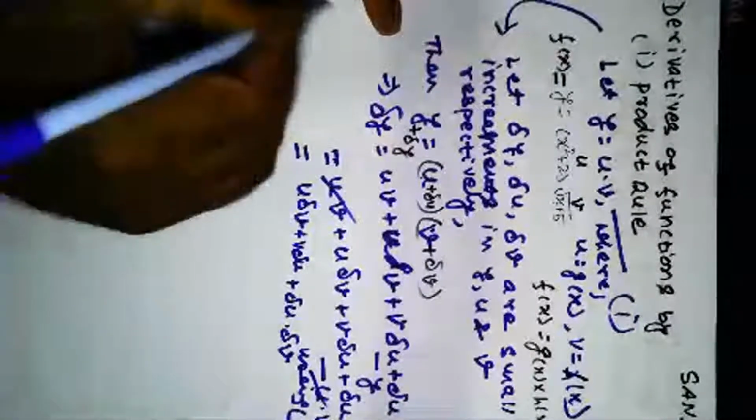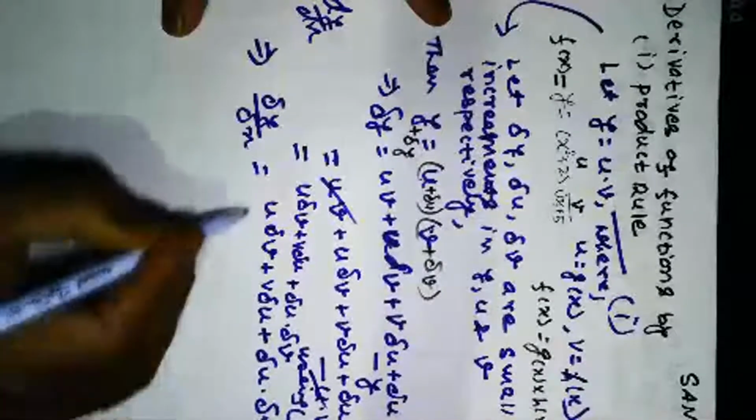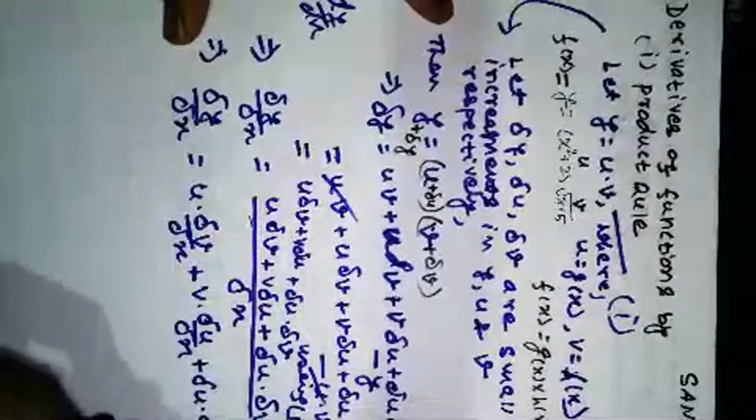Now because we require dy by dx, therefore you can do delta y by delta x, so we divide both sides by delta x. In that case you'll have u delta v plus v delta u plus delta u times delta v, divided by delta x, and we just separate it, so it is u times delta v by delta x, plus, delta means we use for very small quantity, v times delta u by delta x. So we are separating the terms by dividing by delta x, and then plus you have delta u times delta v by delta x. You can also write delta u by delta x times delta v again.